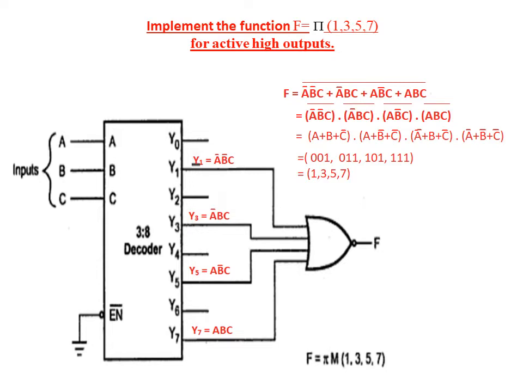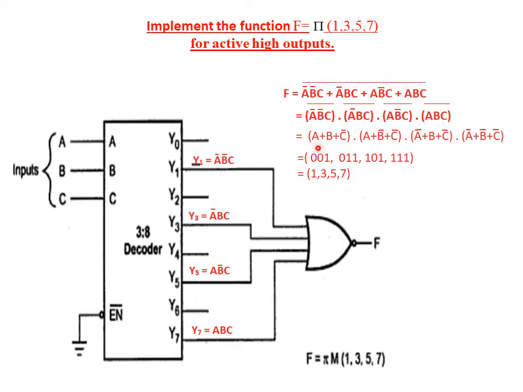Then we apply De Morgan's theorem here: break the lines and change the sign. So the addition sign is changed to multiplication and the lines are broken. Then again we use De Morgan's rules: break the lines and change the sign. So now our expression is obtained in max terms. The double complement of A is equal to A, that is A double bar is equal to A, B double bar is equal to B.